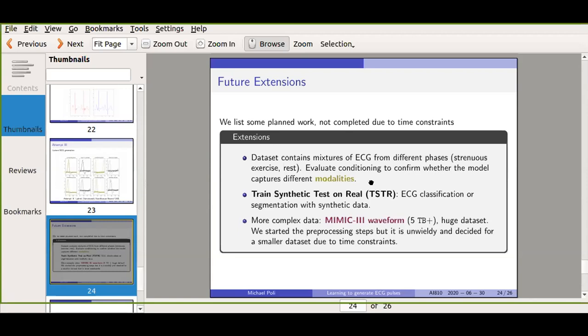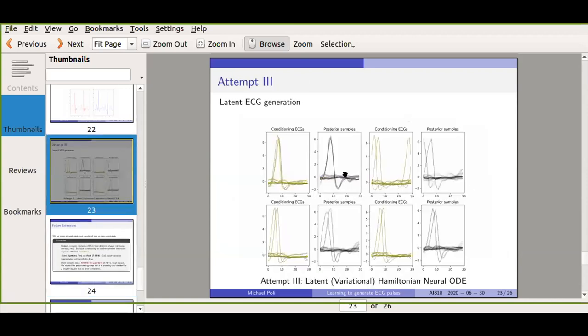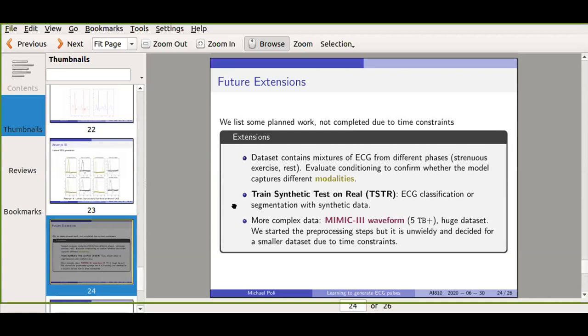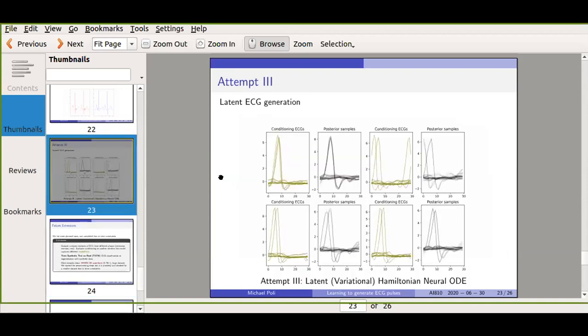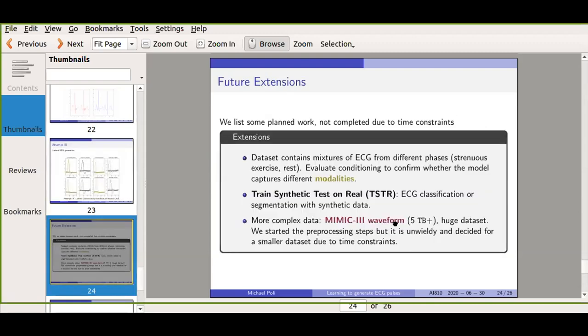The other thing is the classic TSTR test: train on synthetic, test on real, for ECG classification or segmentation. This was the next step with this one. And we had pre-processed this, took a lot of time actually. MIMIC waveform. It's huge, and we decided to find a smaller data set because iterating through these models is already difficult with that data set, and this one has its own problems that we can talk about, but it's really big. This would be the big data set for the ultimate experiment.